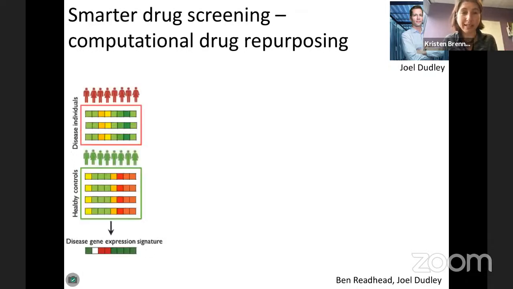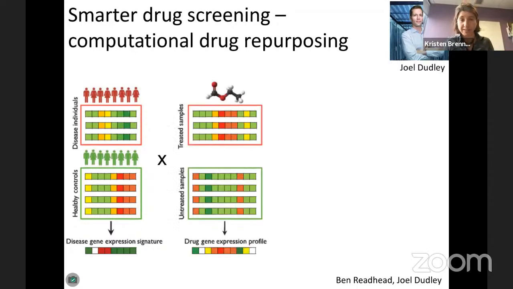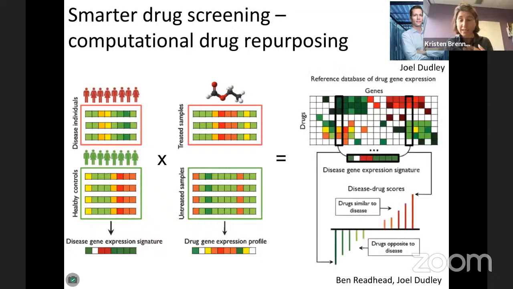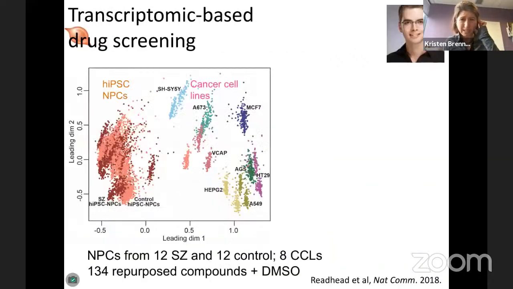So we worked with Joel Dudley to predict a smaller group of drugs that we thought might be sufficient to reverse schizophrenia signatures. He basically mined GEO for samples from patients and controls. He did not care if they were skin samples, blood samples, or brain samples. He just used them to derive disease gene expression signatures. And similarly, if you had samples that had a drug treatment and a vehicle control, he didn't care if that sample came from primary cells or cancer cell lines. He just merged them to make drug gene expression signatures. And he integrated those to identify drugs that he predicted to oppose schizophrenia gene expression signatures. And that's where we started our drug screen.